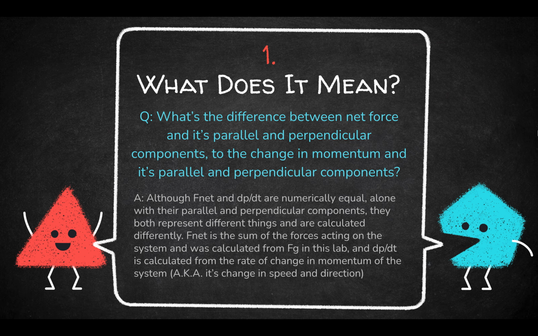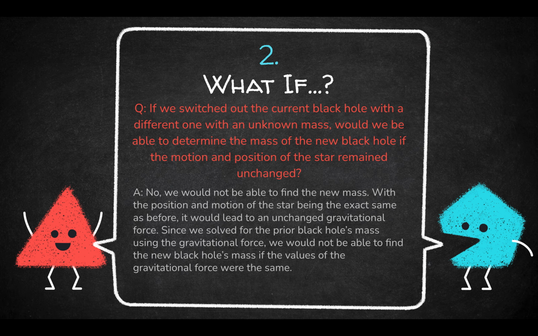Now, what's the difference between net force and its parallel and perpendicular components, and the change in momentum and its parallel and perpendicular components? Although net force and change in momentum over change in time are numerically equal, along with their parallel and perpendicular components, they both represent different things and are calculated differently. Fnet is the sum of the forces acting on the system and was calculated from the gravitational force in this lab. And change in momentum over change in time is calculated from the rate of change in momentum of the system, also known as its change in speed and direction.